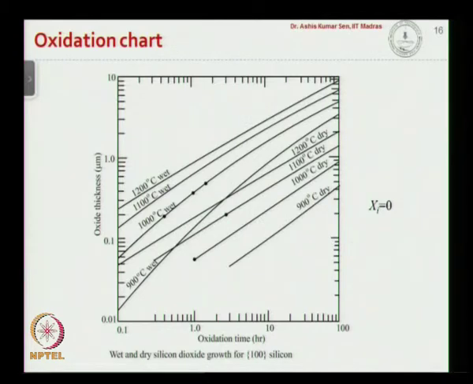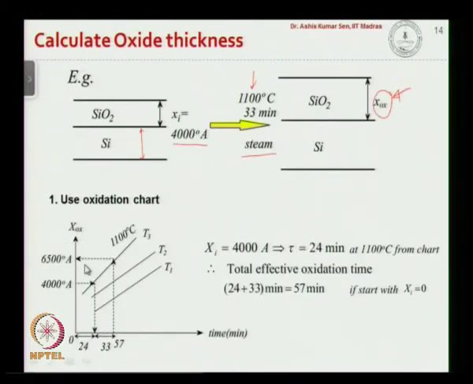oxide layer on the surface. Based on that condition, on the x axis we have oxidation time in hours, and on the y axis we have oxide thickness in microns. So in our problem we say that there is an existing oxide layer at 4000 angstrom. For the initial oxide layer thickness, if you look at the oxidation chart, this is an extract from the oxidation chart that I just showed you.